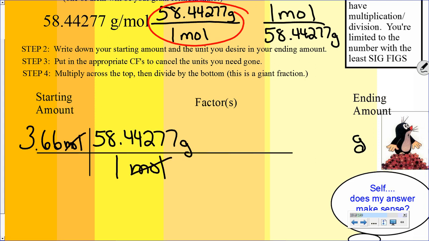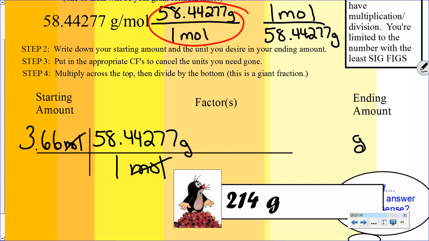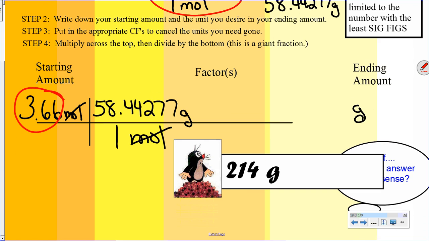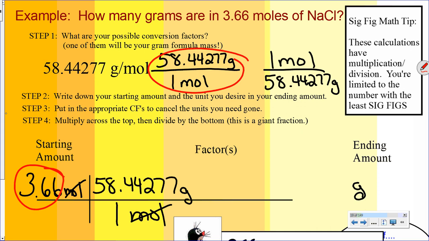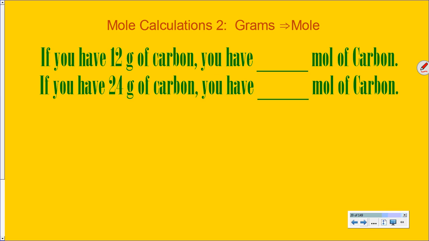You're going to multiply 3.66 times 58.44277, which should give you 214 grams. And at that point, I did look at my sig figs. This number has 3 sig figs, so that's what I'm limited to. And you should really ask yourself if this makes sense. So I said, okay, 58 grams is 1 mole, and I have about 3.5 times that. So that does make sense that that would be over 200 grams.